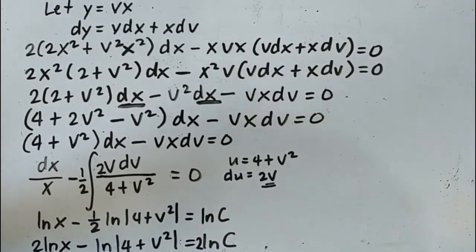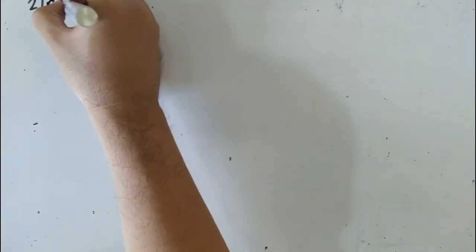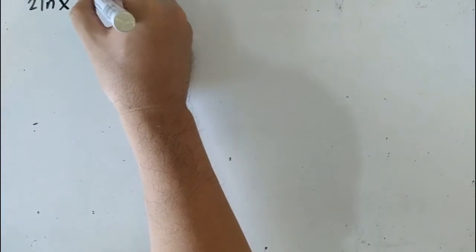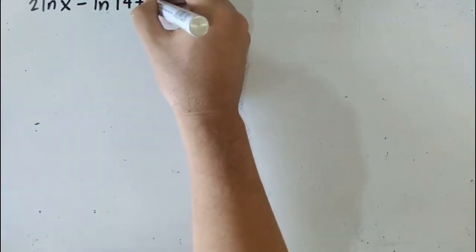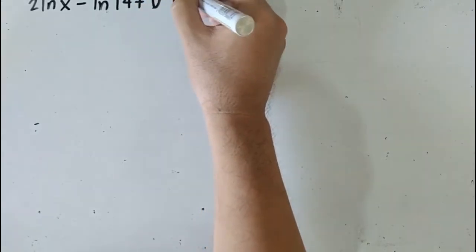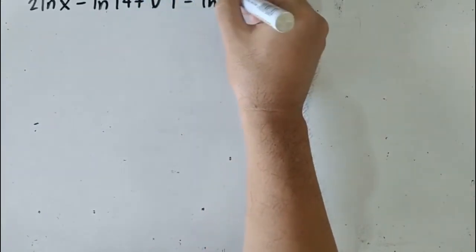And let me erase everything first. So we have now 2 ln of x minus ln of 4 plus v squared equals ln of c.